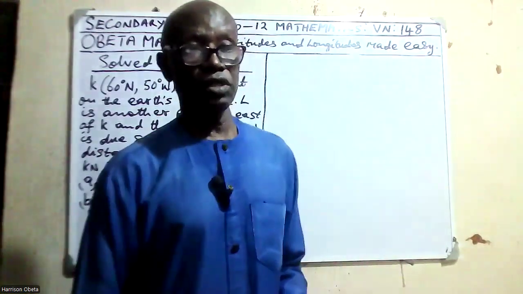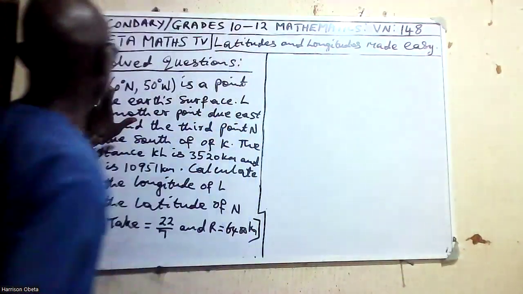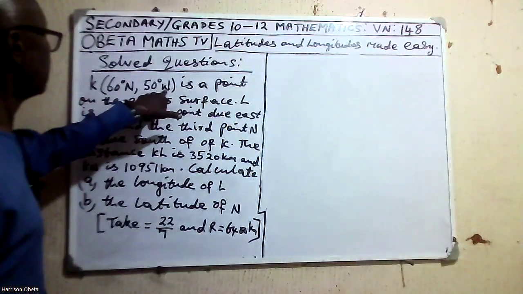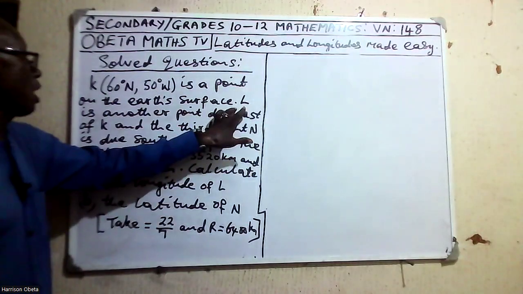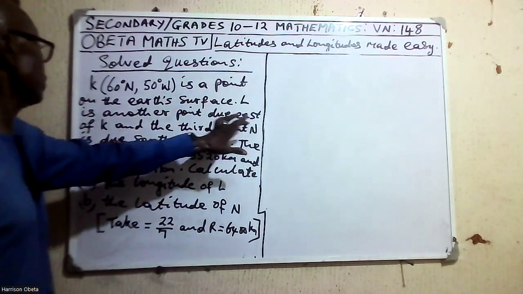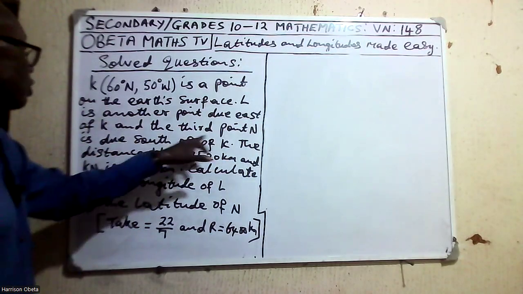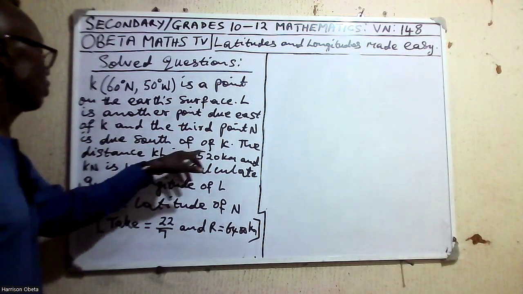On the board, I have a question. K (60 degrees north, 50 degrees west) is a point on the Earth's surface. L is another point due east of K. And the third point N is due south of K.